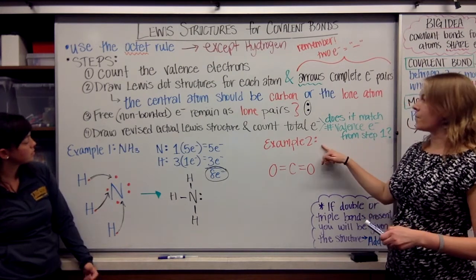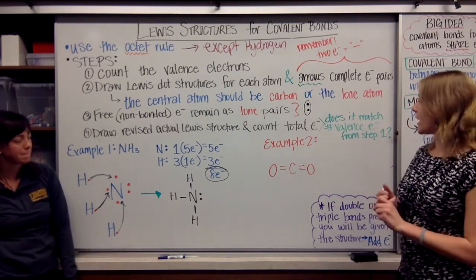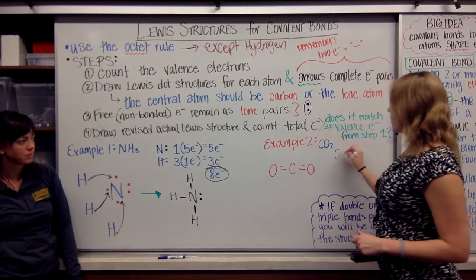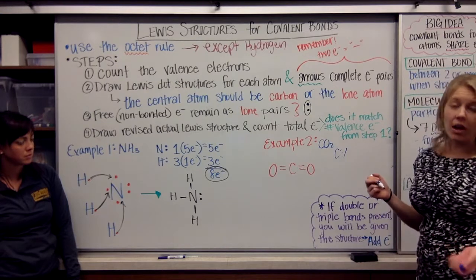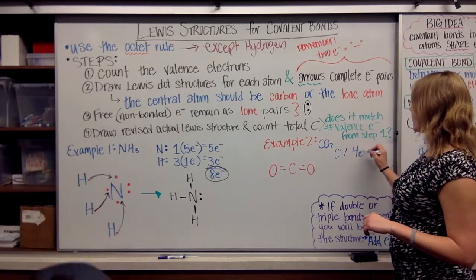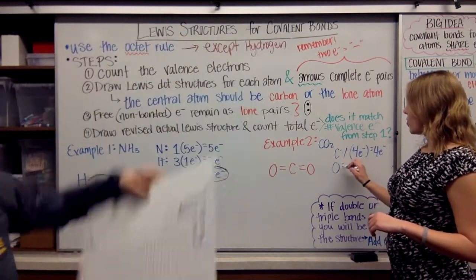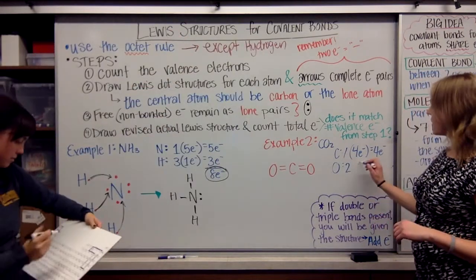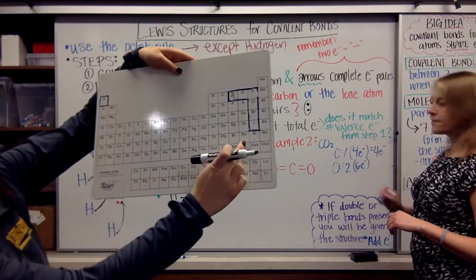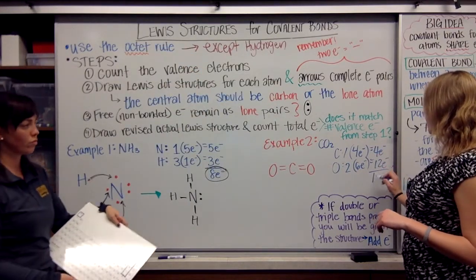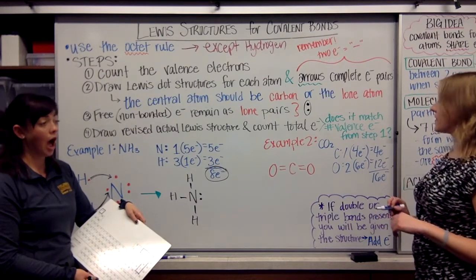Now our second example, we're going to do the first step the same. We're going to count the valence electrons. So this is CO2 that we're looking at. We have 1 carbon. Each carbon, look on the periodic table, has 4 valence electrons. That gives us a total of 4 so far. We have 2 oxygens. Each oxygen has 6 valence electrons for a total of 12. 12 plus 4, we're looking for 16 valence electrons.